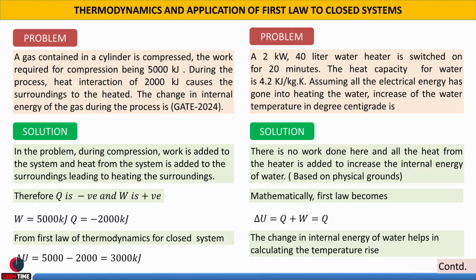The water is heated by means of an electric heater, and all the heat from the electric heater has gone into heating the water. As a result, there is no work done, and in the first law of thermodynamics, the W part becomes zero and delta U is equal to Q. Delta U refers to change in internal energy.